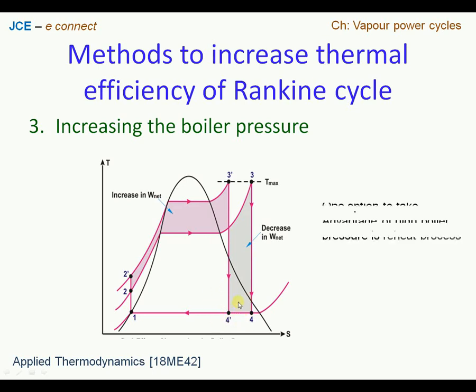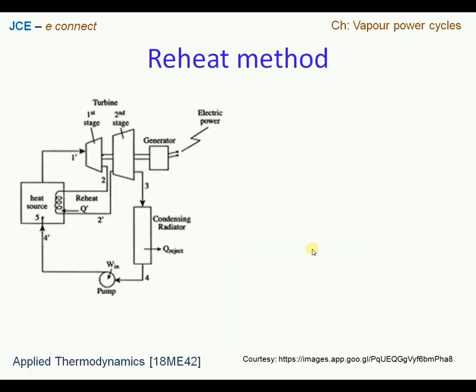So friends, with this we are now looking at the reheat process. In the reheat process, we have two turbines. One turbine is called the first stage, the second turbine is called the second stage. The first stage turbine is a high pressure turbine.